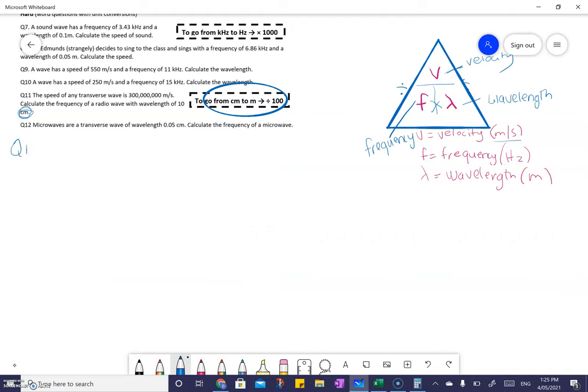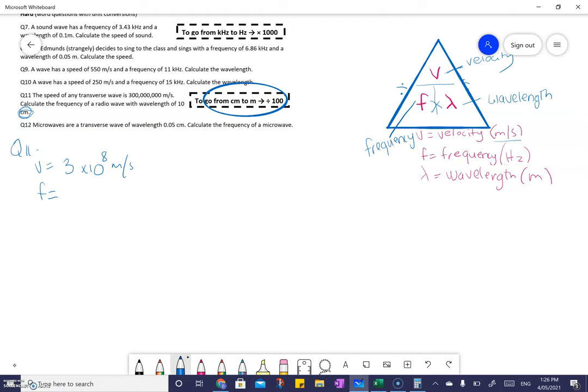Okay. So question 11 says the speed velocity is 3, and I'm going to start using scientific notation so you practice, 1, 2, 3, 4, 5, 6, 7, 8 zeros. So times 10 to the power of 8. Whoopsie. Times 10 to the power of 8. That's what that means. If I wanted to write it out 8 zeros, be my guest. But I'm going to try and teach you guys how to use scientific notation. So that's velocity.